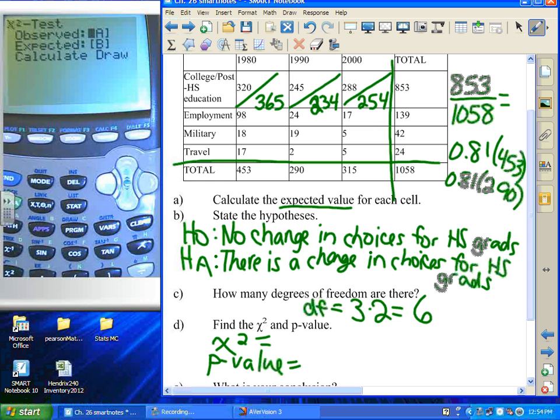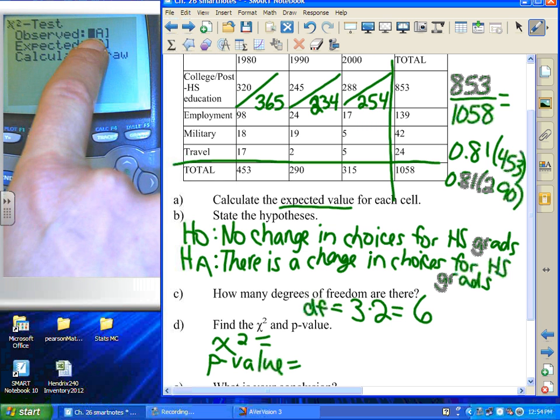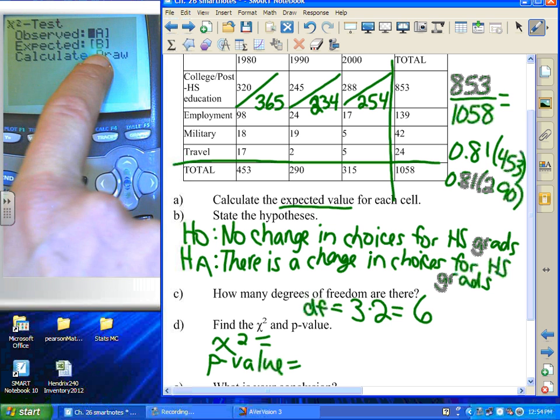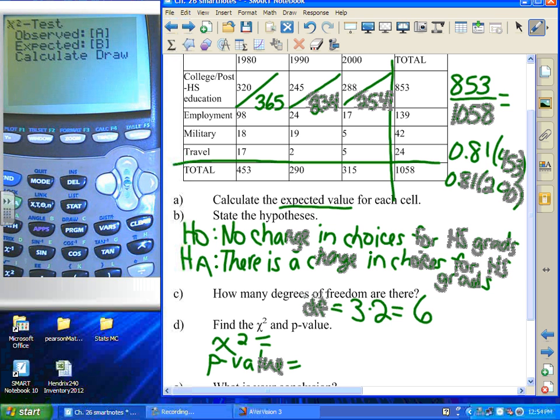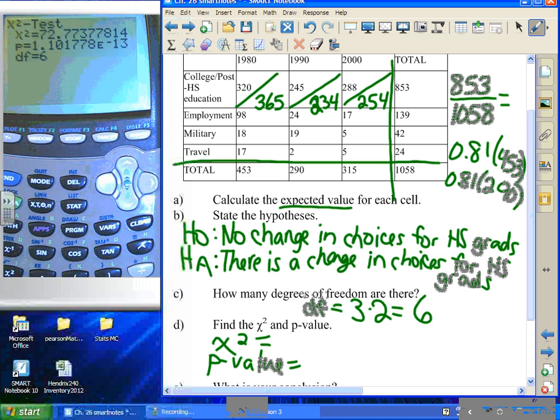Okay, so you go to chi-square test. See, it says observed in A, which is what we did. It says expected in B. We didn't type anything into B, but it will automatically calculate them for you and save them as B, which is great. So just go to calculate. That's pretty neat.